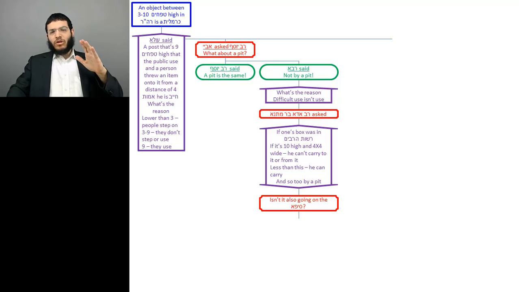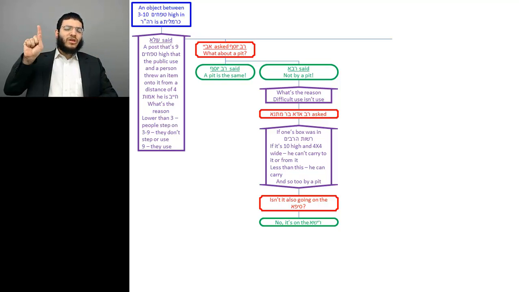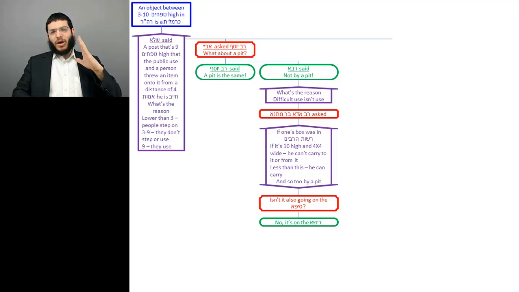So Rava answered, Loi, areisha. No, it's only referring to the reisha. When we said v'chein beguma, the same as by a pit, it means to say the first thing we said about the box is also true about the pit. That if it's 10 tefachim high and 4 tefachim by 4 tefachim wide, a person cannot carry to the box and from the box.